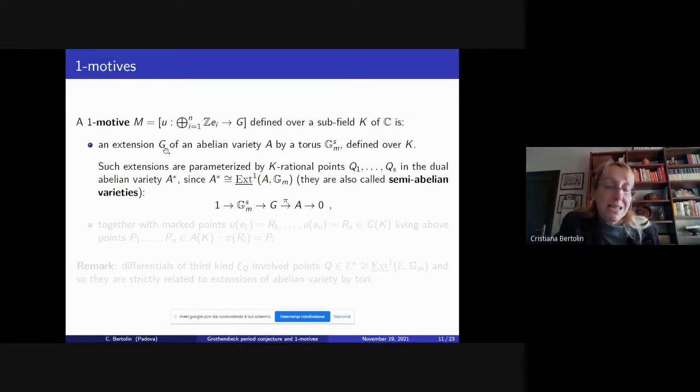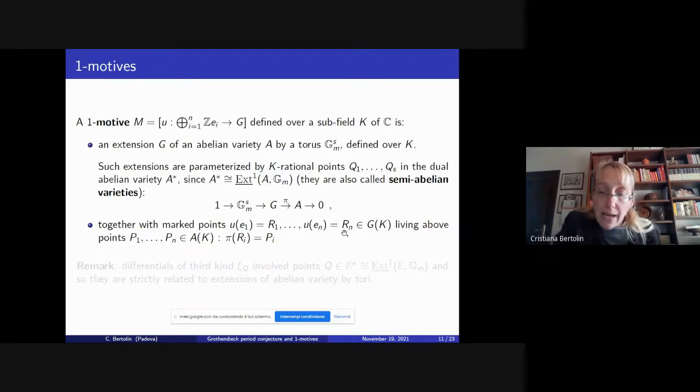Remark that such an extension of A by G_m^s is parameterized by a k-rational point of the dual abelian variety, because the dual abelian variety can be seen as the Ext^1 of A by G_m. And these extensions are also called semi-abelian varieties. Then on such a semi-abelian variety G, we fix some points. The arrow u is just in order to fix points R_1, ..., R_n in this extension, which live above some point of the abelian variety, because here you have the projection from G to A.